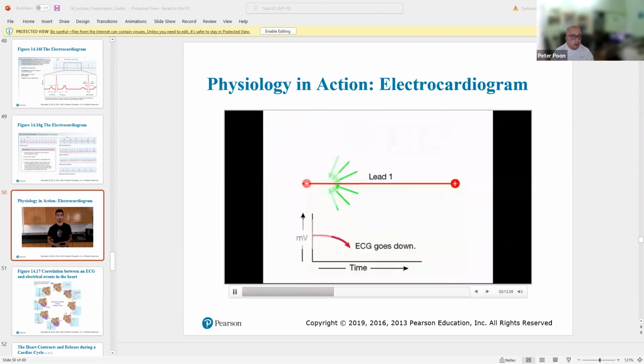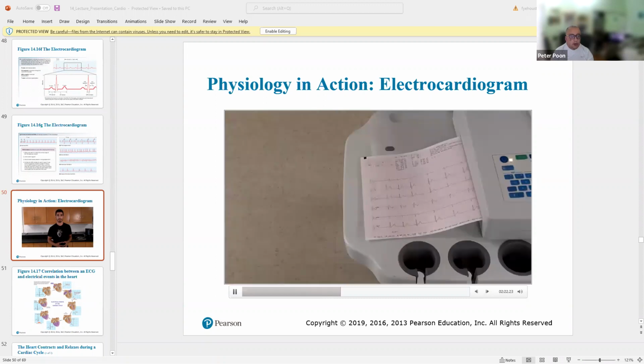If the signal is stronger moving towards the negative electrode, we have a downward deflection. If the signal is perpendicular to the axis of the lead, both electrodes get similar voltages from the heart, and the trace will not move off the baseline.